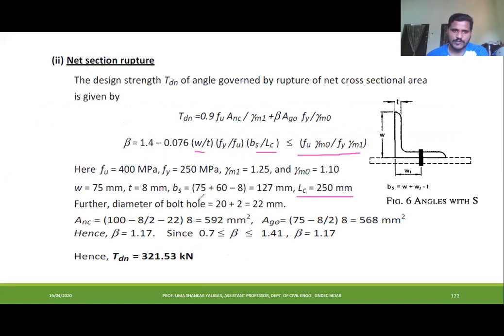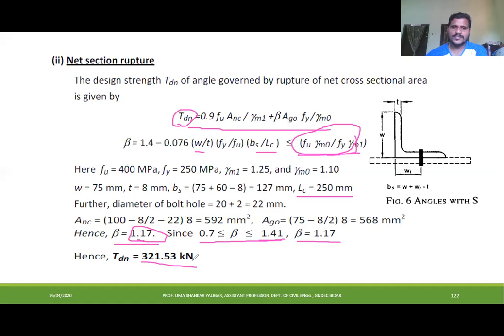If you substitute all these values, you will get beta as 1.17, and your maximum value is 1.41, from this equation. Since beta should be in between 0.7 to 1.41, and our value is 1.17, hence it is safe. Therefore you can take beta equal to 1.17. Now you substitute all the values here, so that you will get your Tdn due to the net section rupture. Now here you will get this as 321.53 kilo Newton.